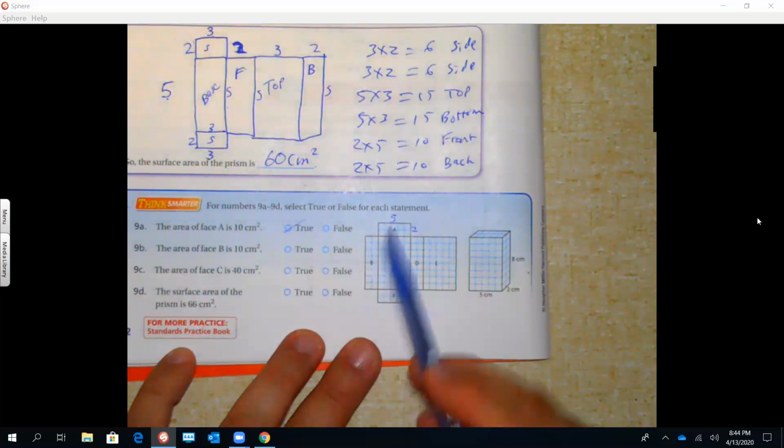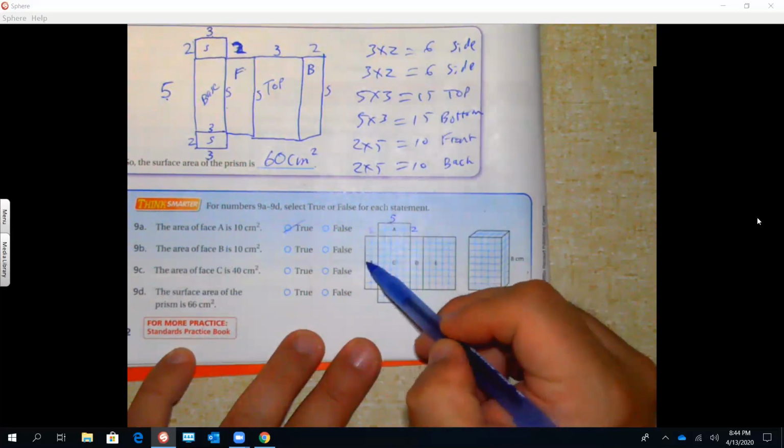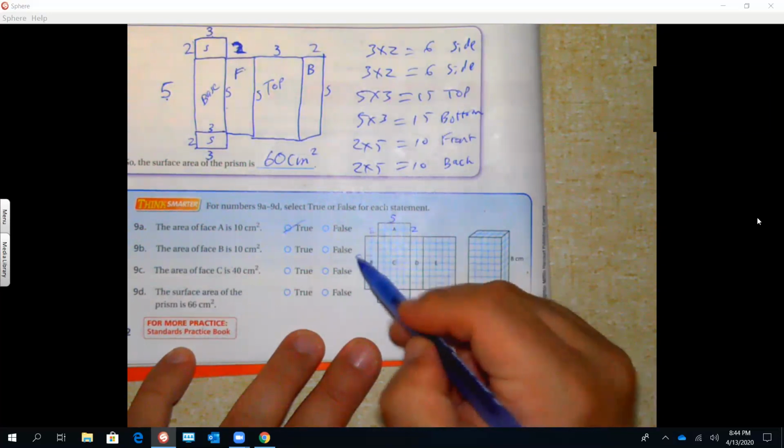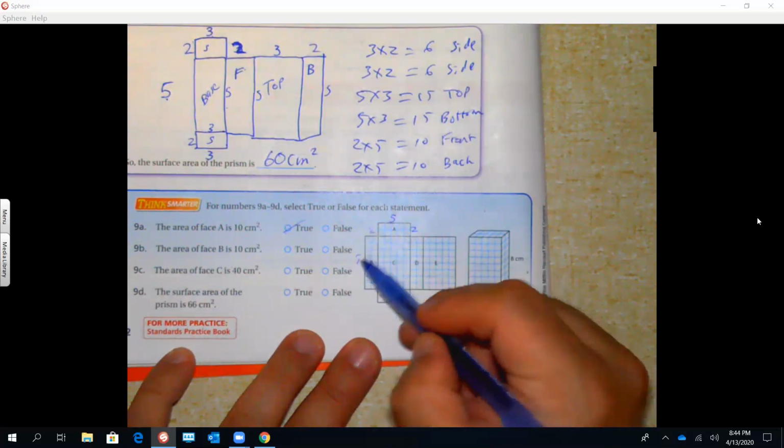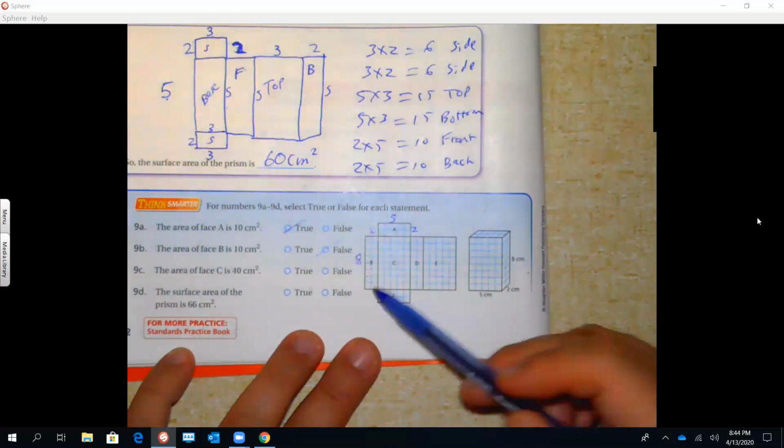Face area B equals 10. Okay. This is 2, 1, 2. Let's count. 1, 2, 3, 4, 5, 6, 7, 8. That's an 8. Well, 2 times 8 equals 16. That's false. You can count them up.